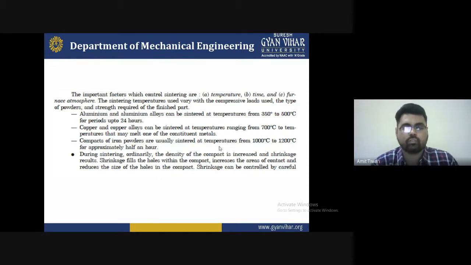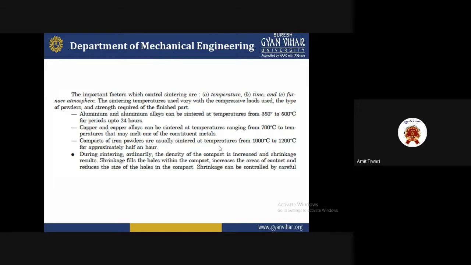The shrinkage fills the holes within the compact, increasing the area of contact and reducing the size of the holes in the compact. Shrinkage can be controlled by careful production and has to be measured. So we can say that copper and its alloys are sintered at a temperature range from 700 degrees, which depends on the constituent metal to be used.